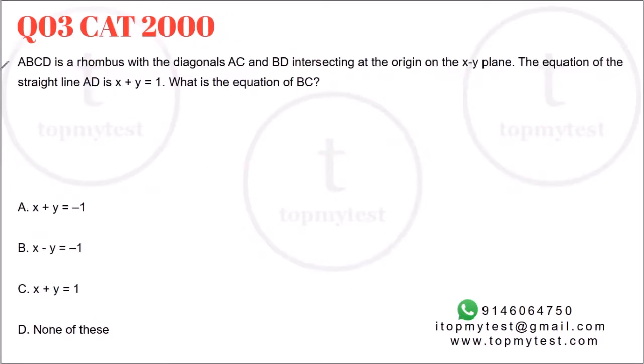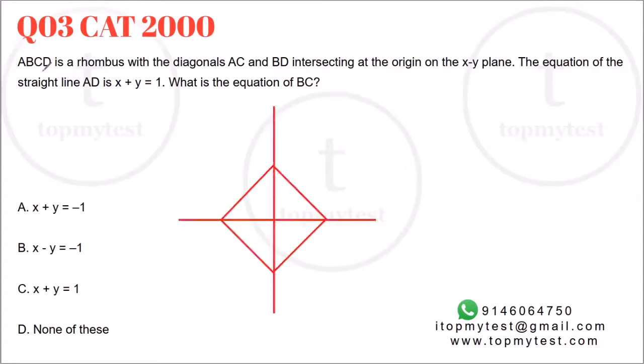The third question is from CAT 2000. Very straightforward. I used it because it's a pretty simple application of parallel lines. It says ABCD is a rhombus with diagonals AC and BD intersecting at the origin. Okay, so you'll have something like this. AC and BD intersect at the origin. The equation of the straight line AD is x plus y is equal to 1.